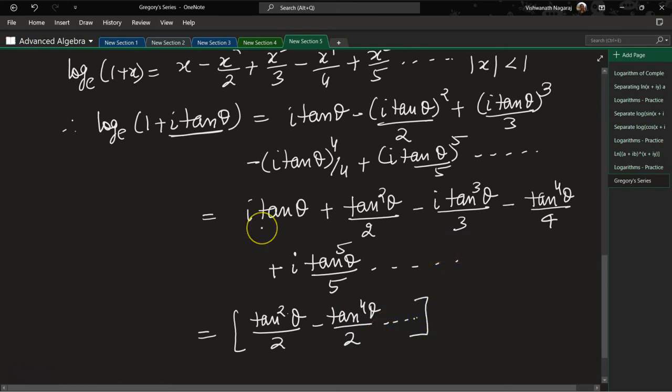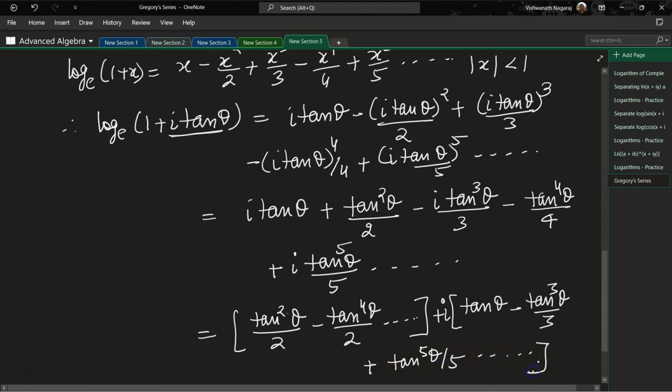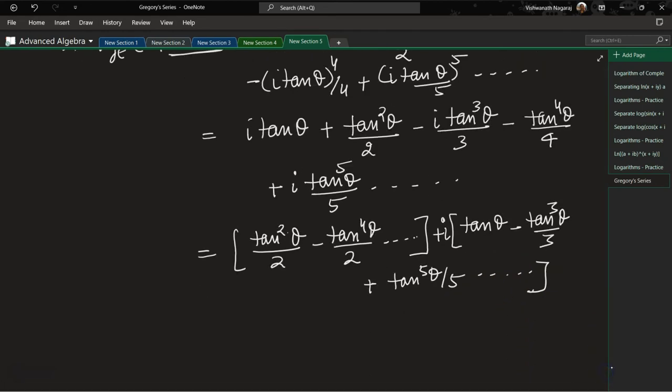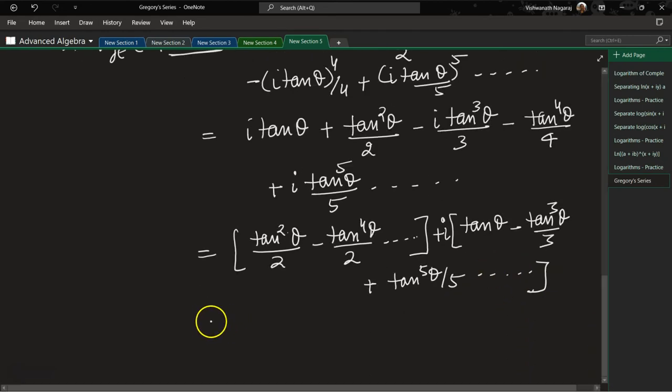Then the first imaginary term is i tan theta, so it begins with plus. So i we can take out common: tan theta minus tan cubed theta by 3 plus tan to the 5 theta by 5, and on and on. So immediately you realize we have achieved what we started off with.